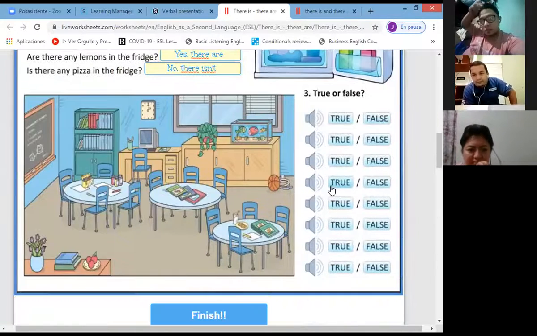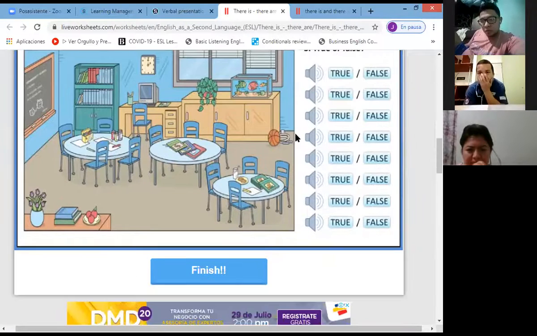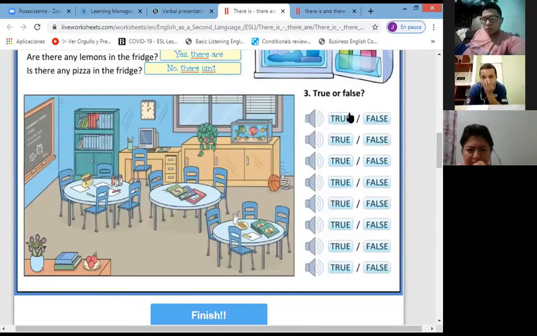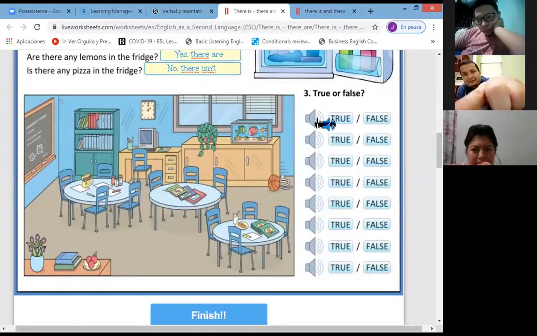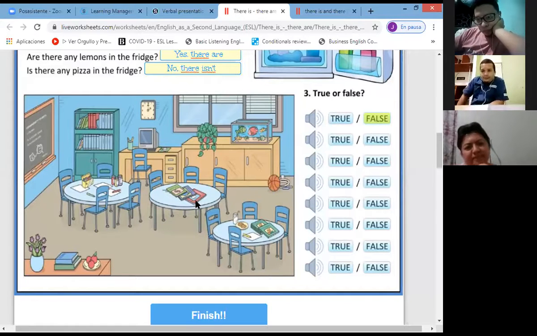Now, let's go over the third exercise. True or false? Listen to this sentence and let me know if the sentence is true or false. Okay? Listen up. There are 2 windows in the classroom. True or false? It's false. Okay, how many windows are there? 3. Okay, there are 3 windows. Good job.